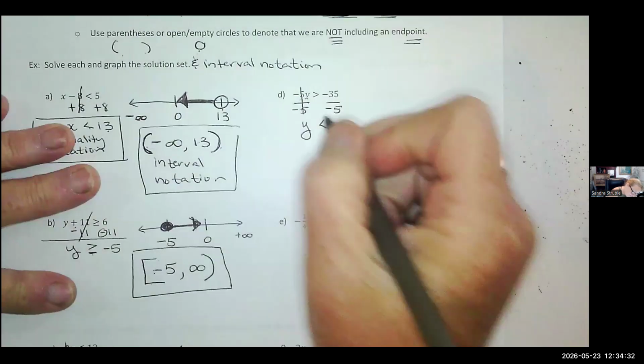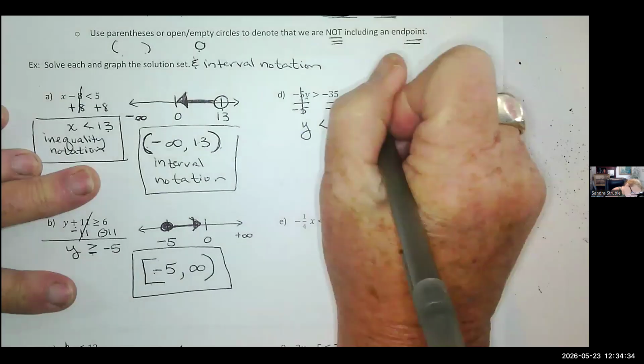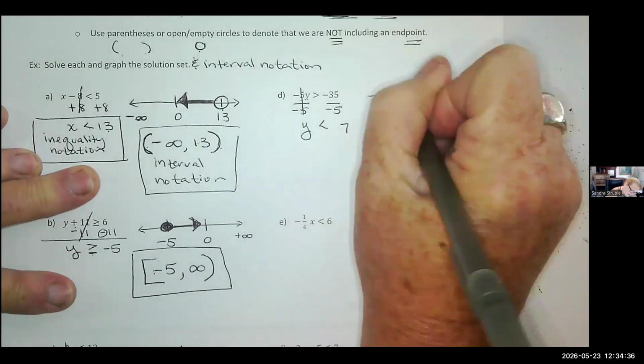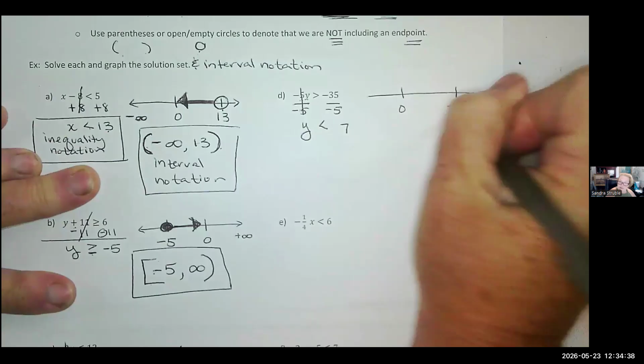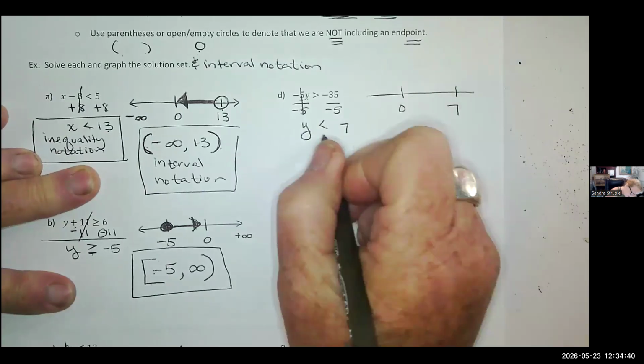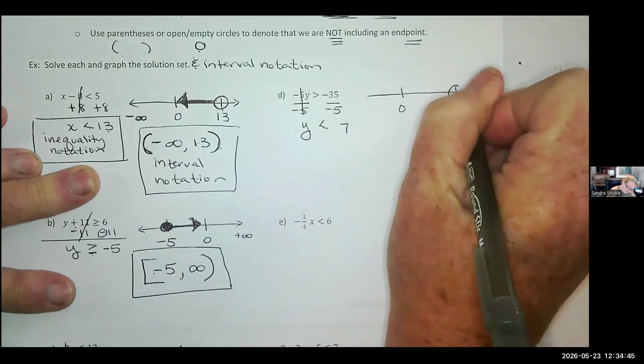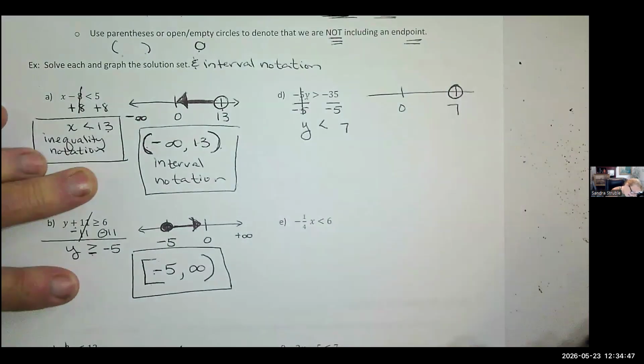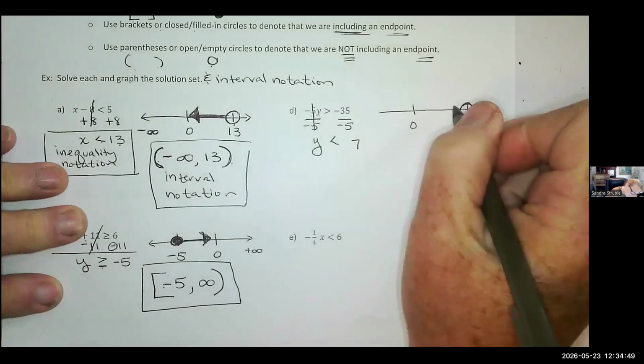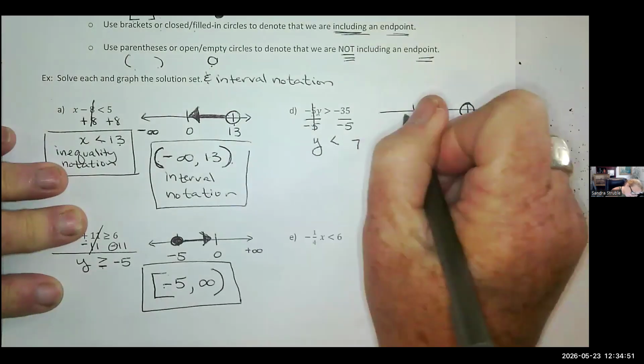Let's do my graph. Got a 0, got a 7. Now, there is no equal sign with this. It's just y is less than. So this receives a circle, not a dot. And it's going to the left because y is less than. 0 is less than 7. So we're moving it to the left.